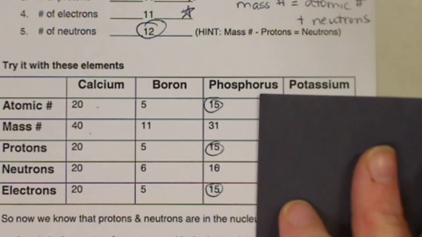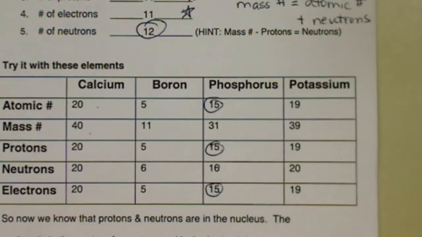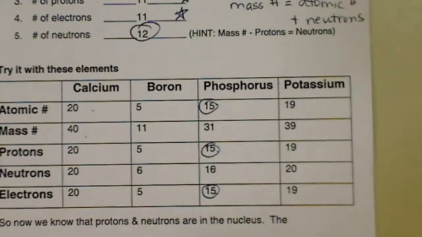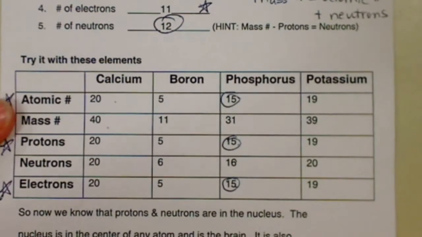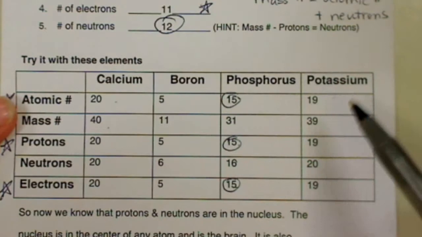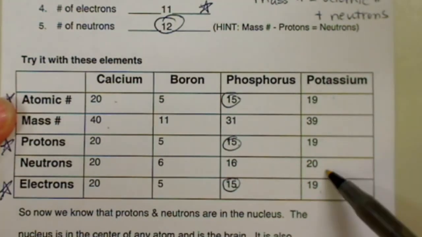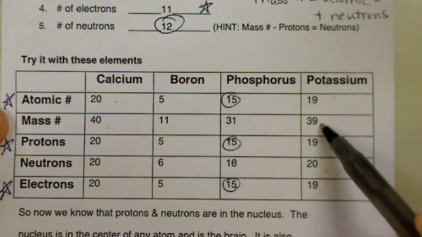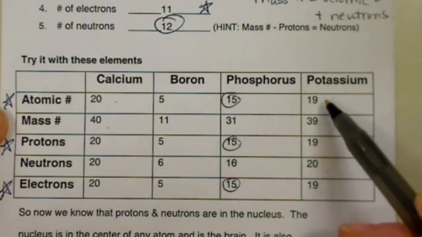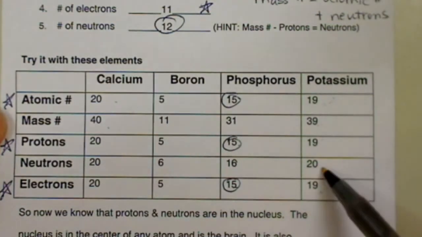Finally, do potassium and pause. Potassium, atomic number 19, mass 39. Because the atomic number is 19, your protons and electrons are 19. In order to get your neutrons, mass number minus atomic number, 39 minus 19 is 20.